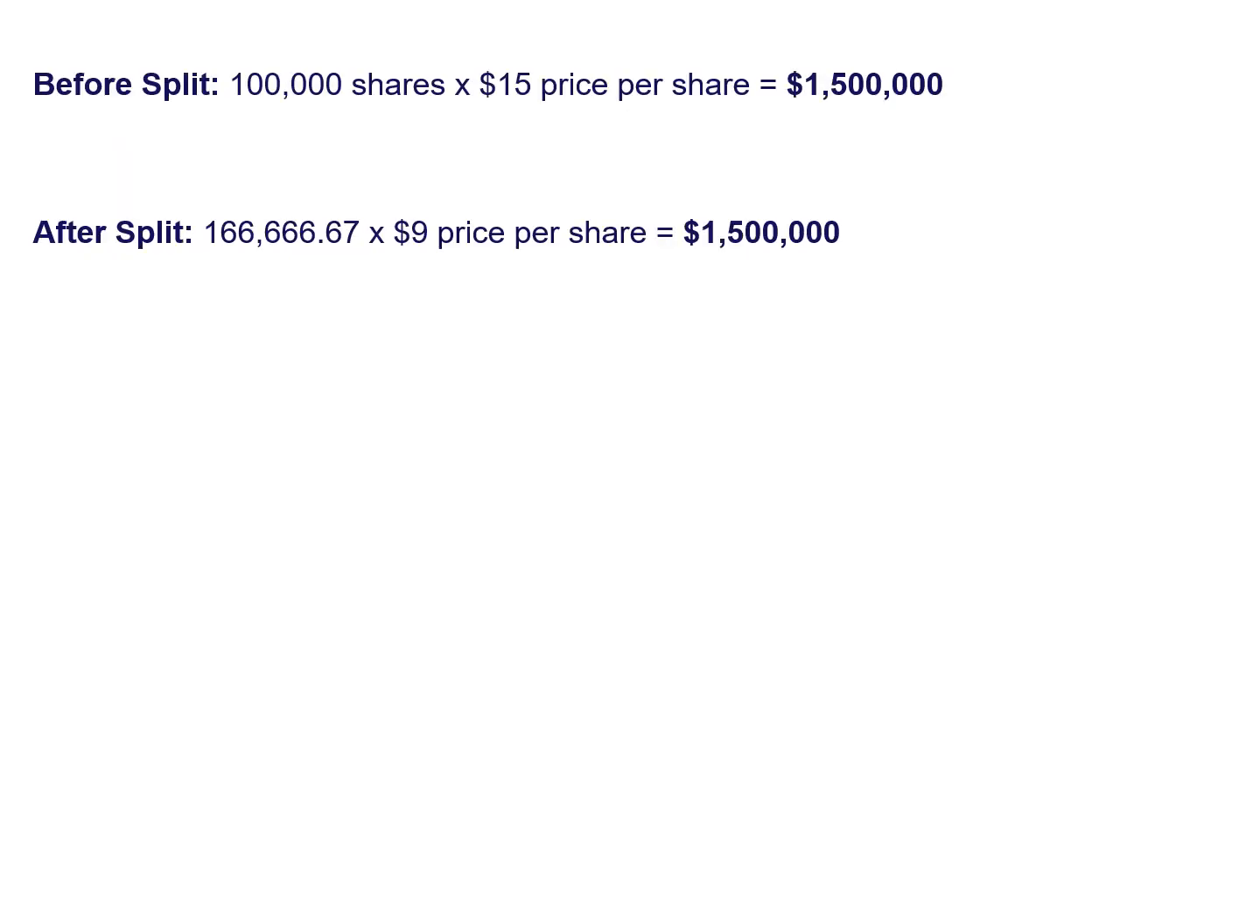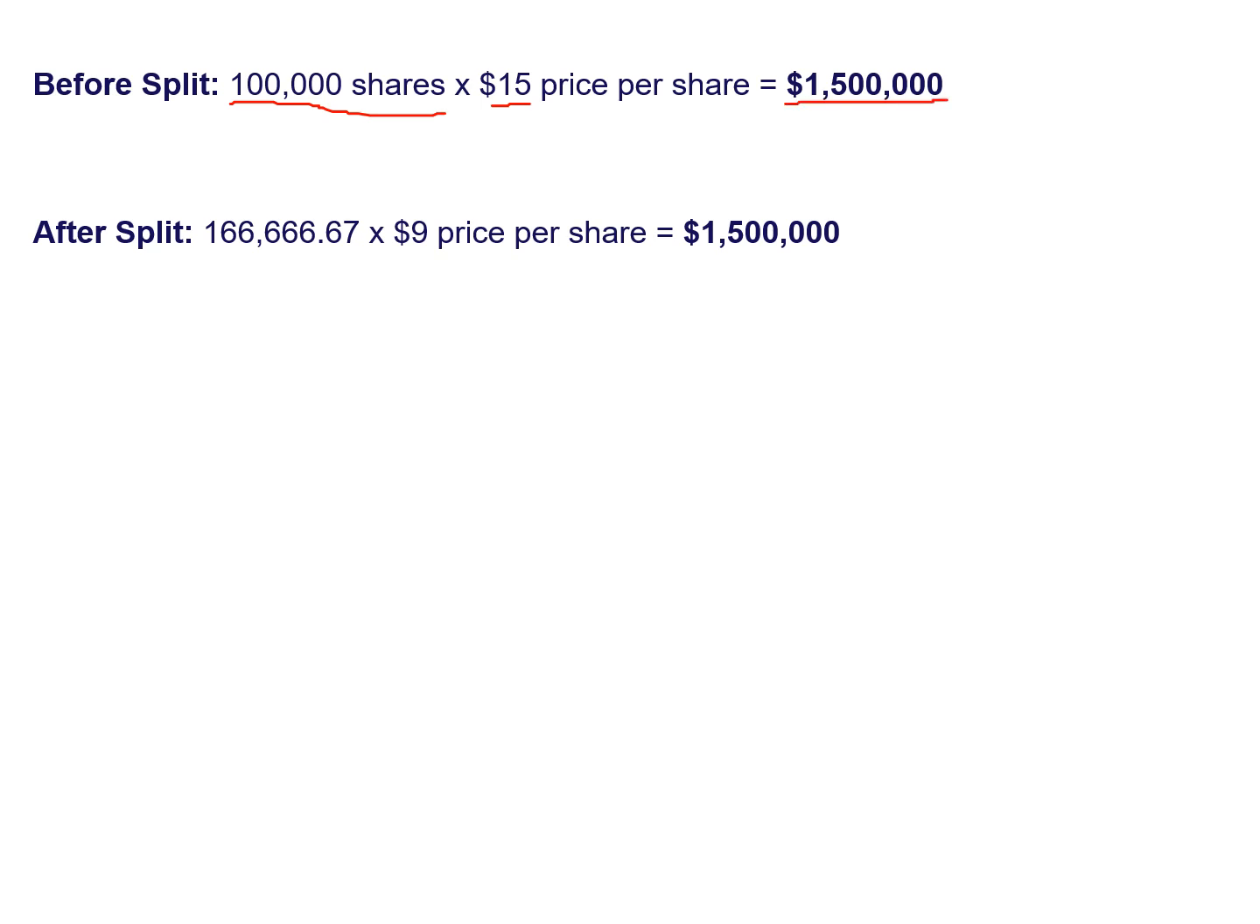Remember, the market value of a company should never be affected because of a stock split. To calculate the market value of a company, you multiply the shares outstanding by the price per share. So before the split, we had 100,000 shares, and we times it by the $15 price per share, and it gives us a market value of 1.5 million.